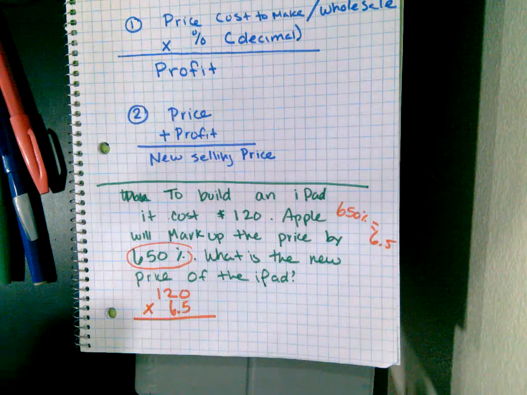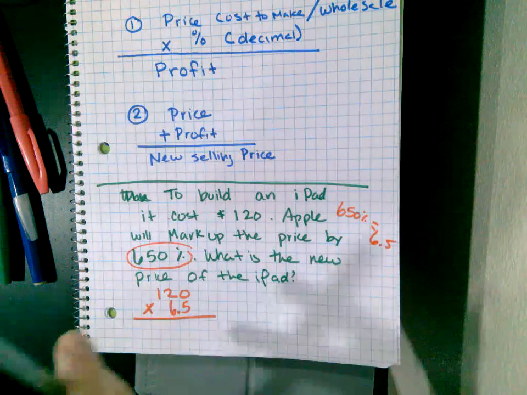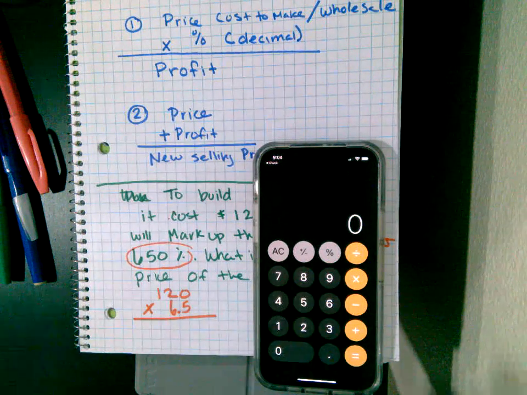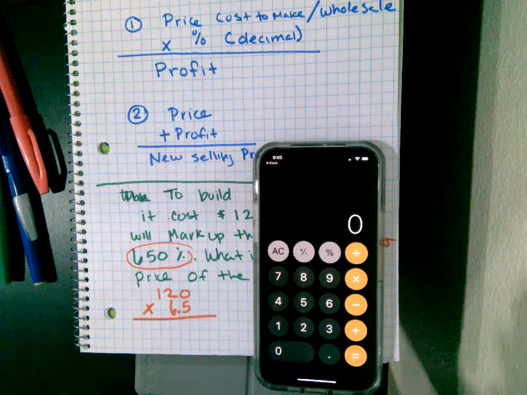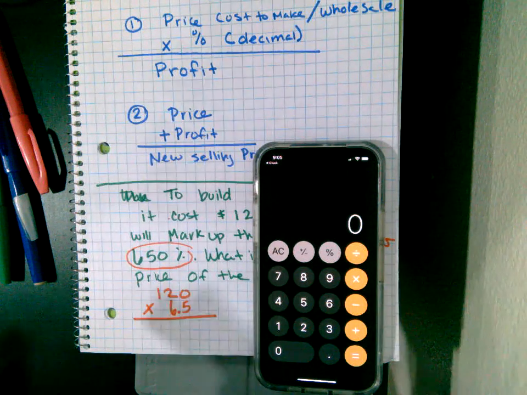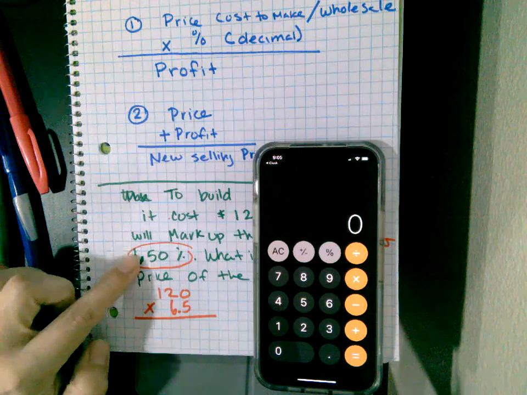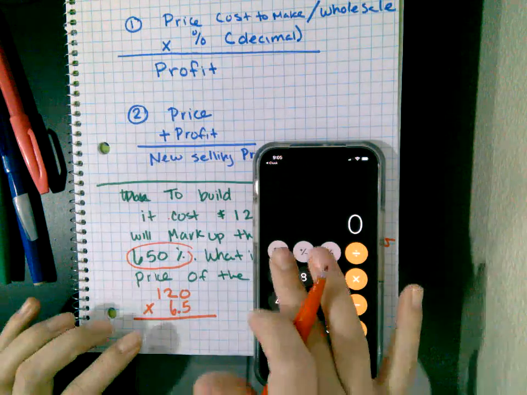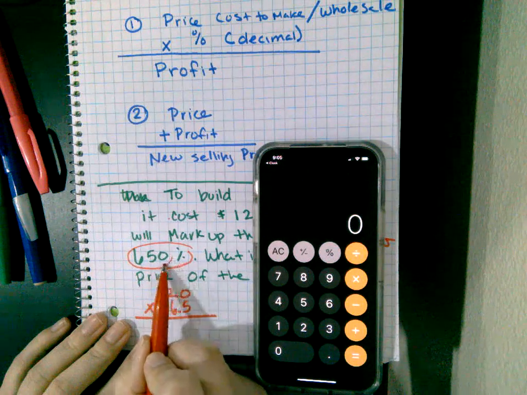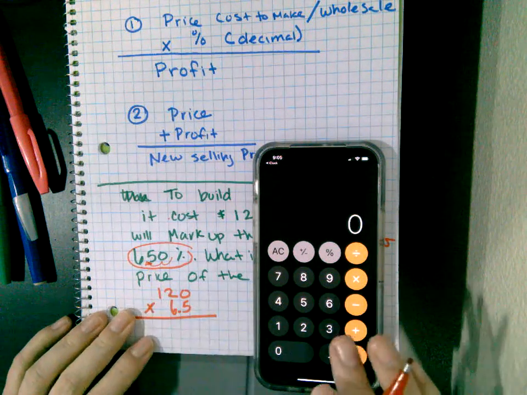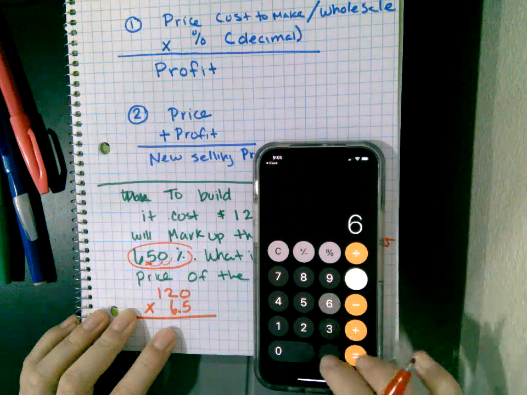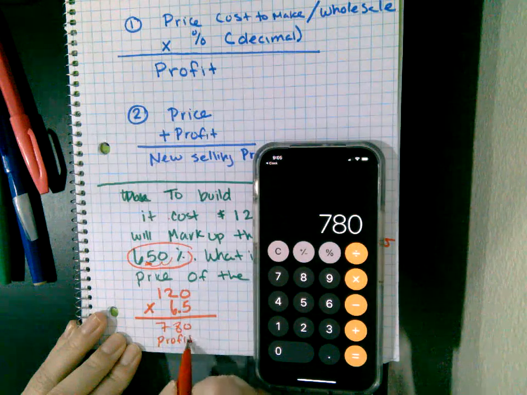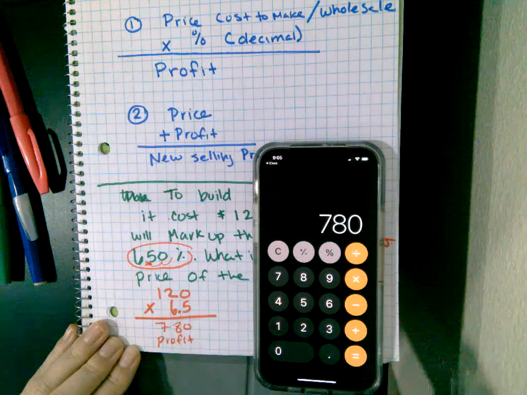One student in this class yesterday wrote all the percents wrong. All of the percents were wrong. And they got a 0 for the assignment because they did not turn the percent correctly into a decimal, which made all of the answers wrong. So it's very important that you move the decimal 2 times. So 120 times 6.5 is 780. That's the profit.